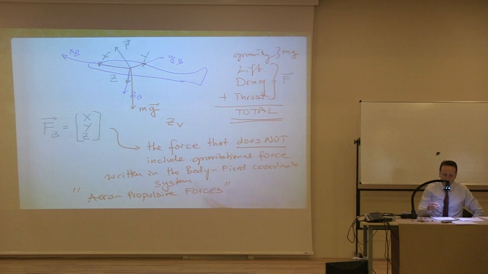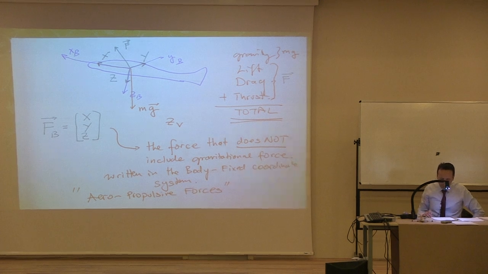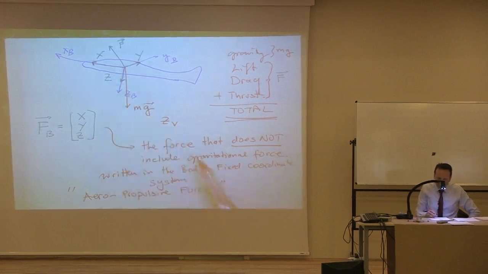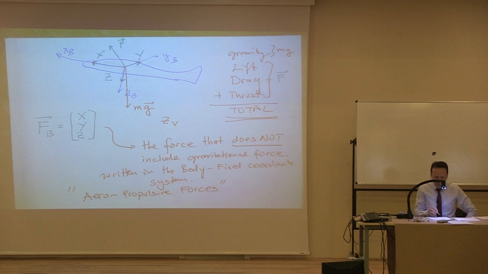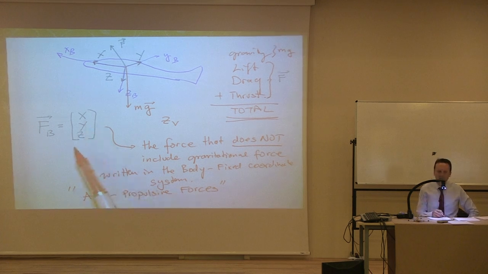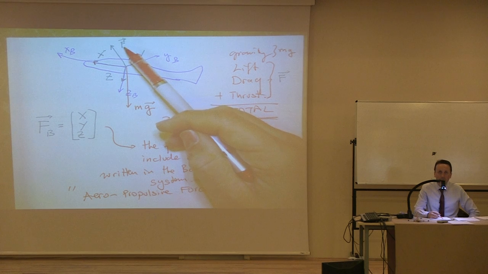Okay? And lift and drag are in totally different directions, in fact. But you could write it like this. But this force, X, Y, and Z, does not include the gravitational force, mg. So it only includes lift, drag, and thrust. And therefore, we call it the aeropropulsive forces, X, Y, and Z. Does it make sense? So none of them is lift or drag. But this F is composed of lift and drag.